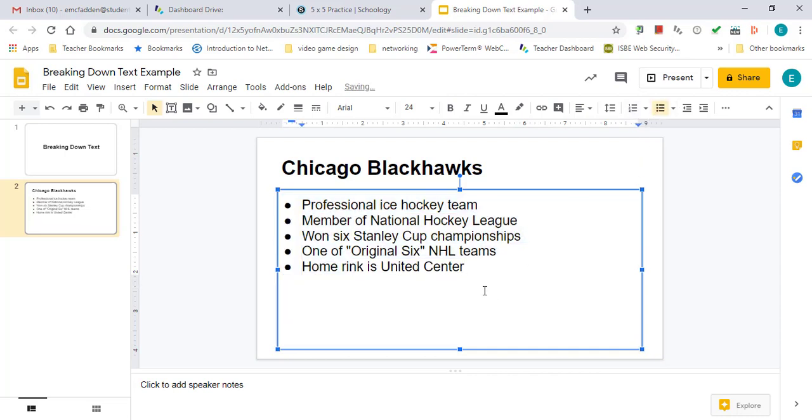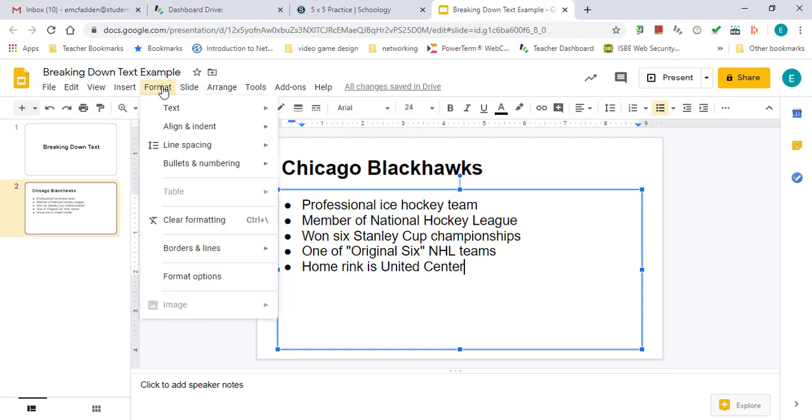There we go. Okay. So we have our bullet points there. And so the slide is pretty boring right now. So let's take a look at some things that we can do to make this look a little better. Remember, we want to keep our unity and we want to keep some consistency here. So I know that the Chicago Blackhawks colors are red, white, and black.